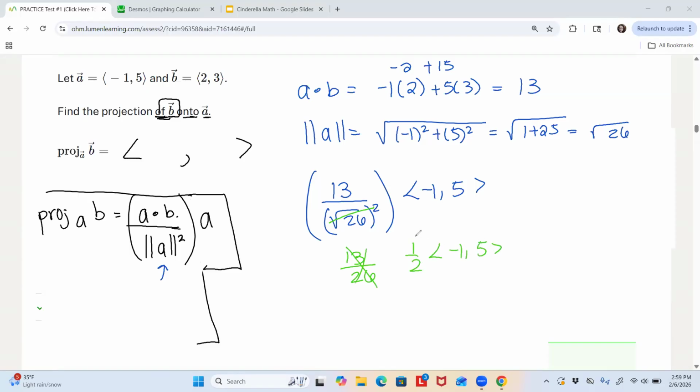We are allowed to multiply a vector by a scalar. It's basically just distributing. So we're going to get -1/2, 5/2. That is our projection. So again, once you have the formula, it goes. So write that formula down, that one in the black there.